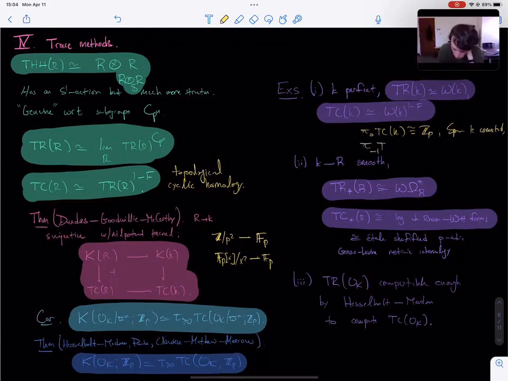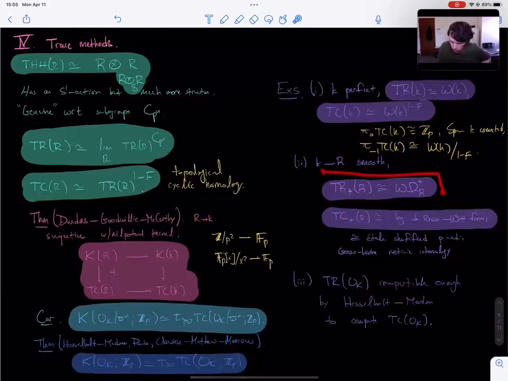Pi minus 1 is WK modulo 1 minus F. So if K, for example, is an algebraically closed field, then this term vanishes and I'm just left with ZP. And everything else is 0.